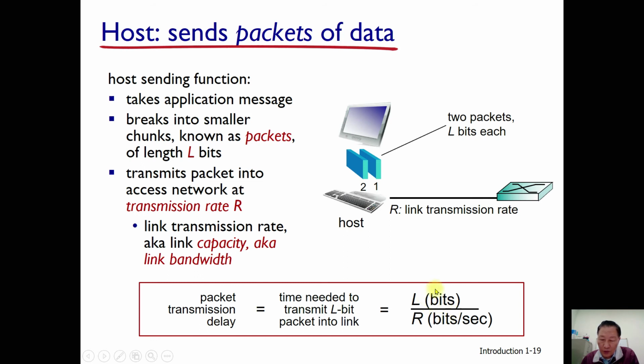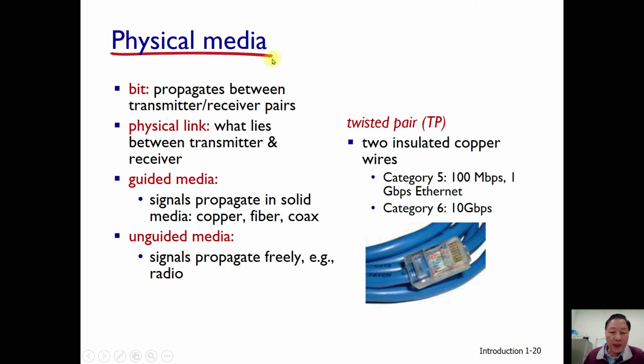Here we are considering this unit. This unit is bit, and this one is divided by bits per second. Finally, this one will go up, and this one will be eliminated together. Thus, this final unit will be seconds. That is the delay time, packet transmission delay time. That unit is seconds.